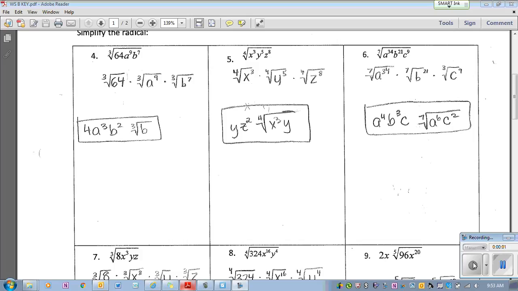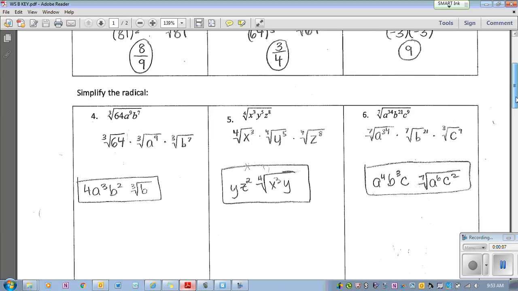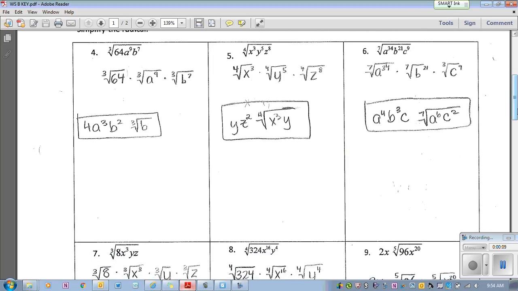Homework B. And like I said, 1, 2, and 3, you can just put straight into the calculator. So 4, 5, and 6. So let's look at number 6 together, okay? So number 6, I have a 7th root. That means I need 7 in a group in order to come out, okay?